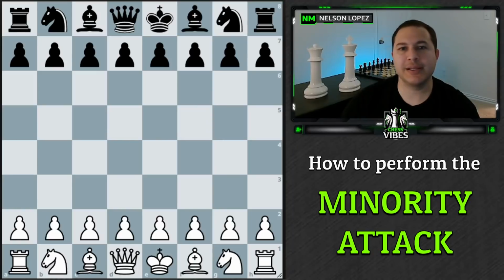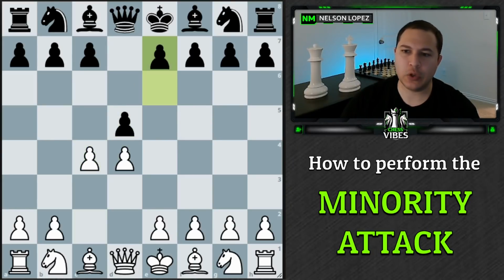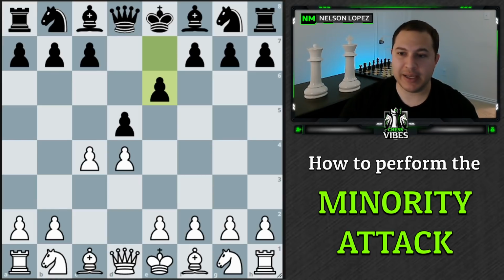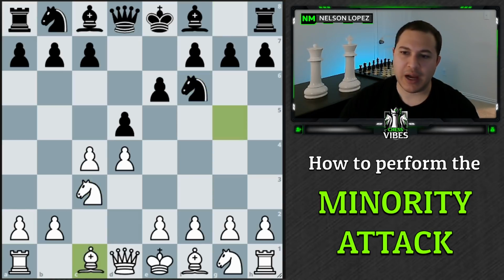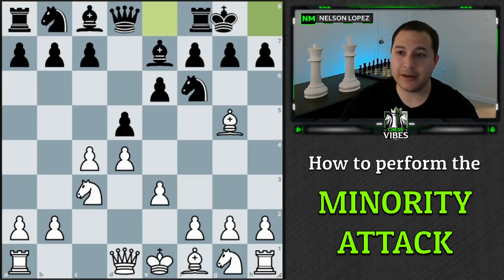All right, so let's see the minority attack in practice. So I'm going to go with the Queen's Gambit declined. And this is one example of a common type of pawn structure where you can do a minority attack. It's not the only one, but it is one of the more common ones. So I'm just going with the top moves on the Lichess database, just kind of following the main line here of the Queen's Gambit declined.